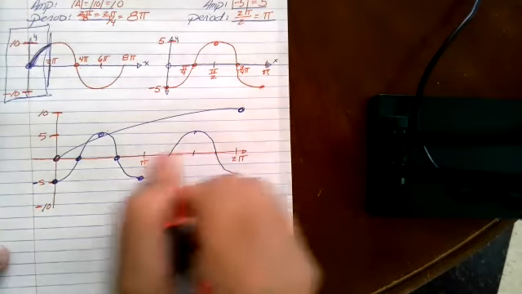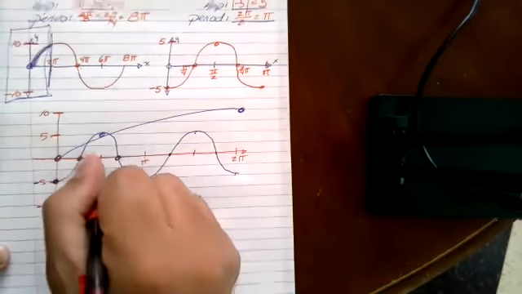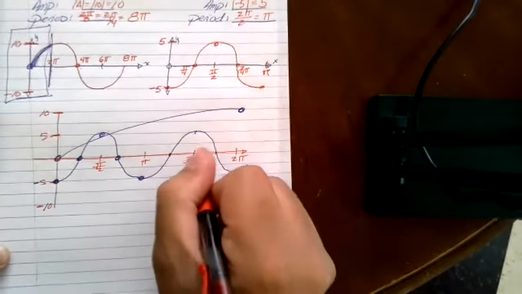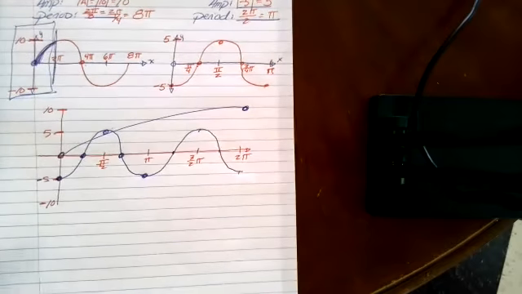And that's it. And then we could label some more parts if we want. This is pi over 2, and this is 3/2 pi. And that's how you would graph two trig functions on the same set of axes.